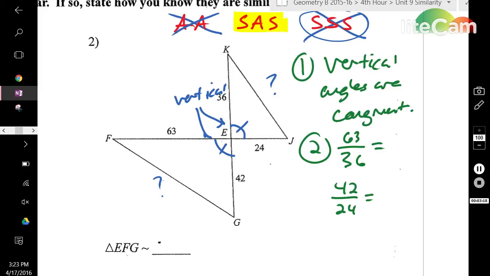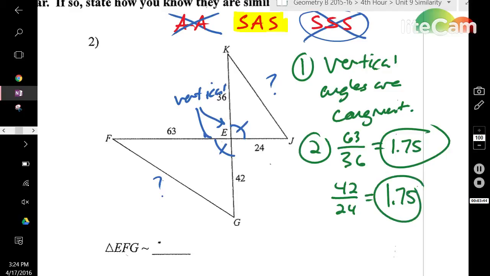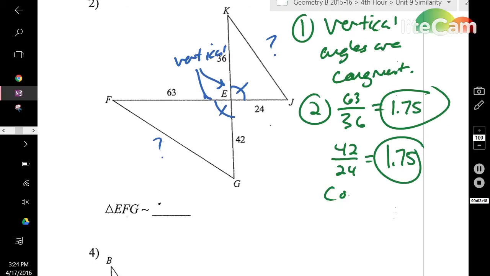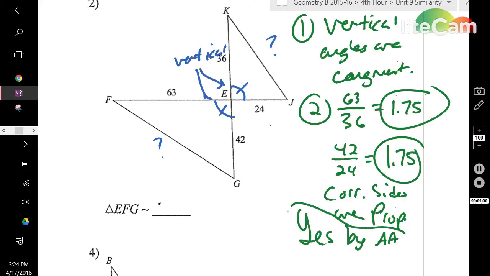So if you do 63 divided by 36, you get 1.75. Now, if the second ratio is equal to 1.75, you'll have these two triangles be similar by side, angle, side. If the ratio is not equal to 1.75, the side lengths are not proportional, and these two triangles are not similar. So 42 divided by 24 is going to be 1.75. So these do, in fact, match up. So the corresponding sides are proportional, meaning they have the same ratio. So therefore, this is a yes, they are similar, and we used side, angle, side to prove it.